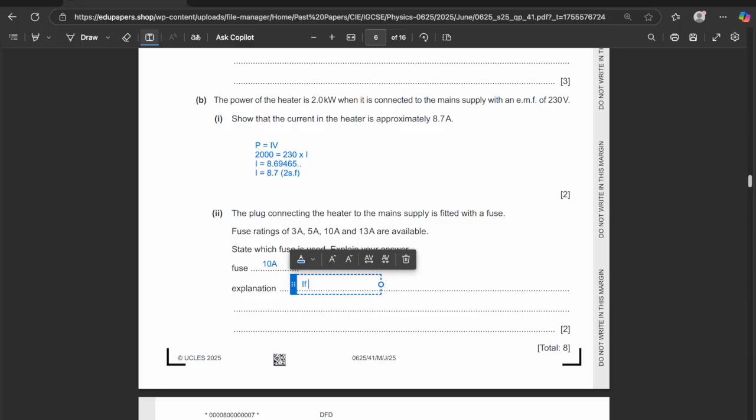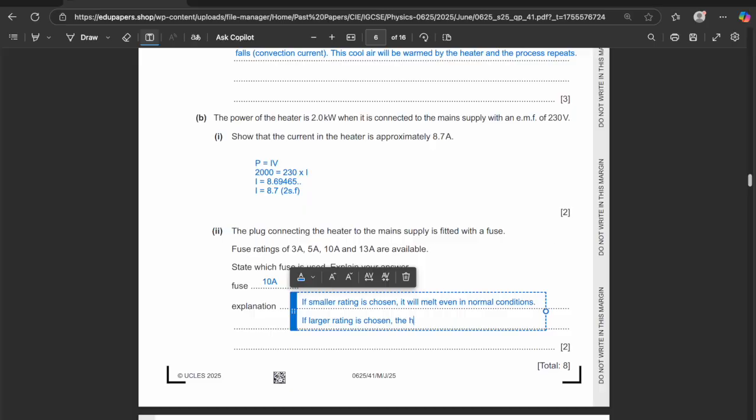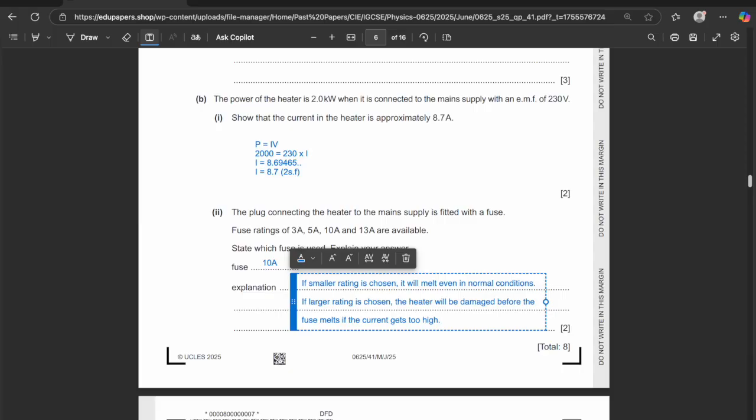If we choose the smaller ones like 3 or 5, it will melt before it actually gets the current that it has to. So if a smaller rating is chosen, it will melt even in normal conditions. If a larger rating is chosen, the heater will be damaged before the fuse melts if the current gets too high. So, yeah.